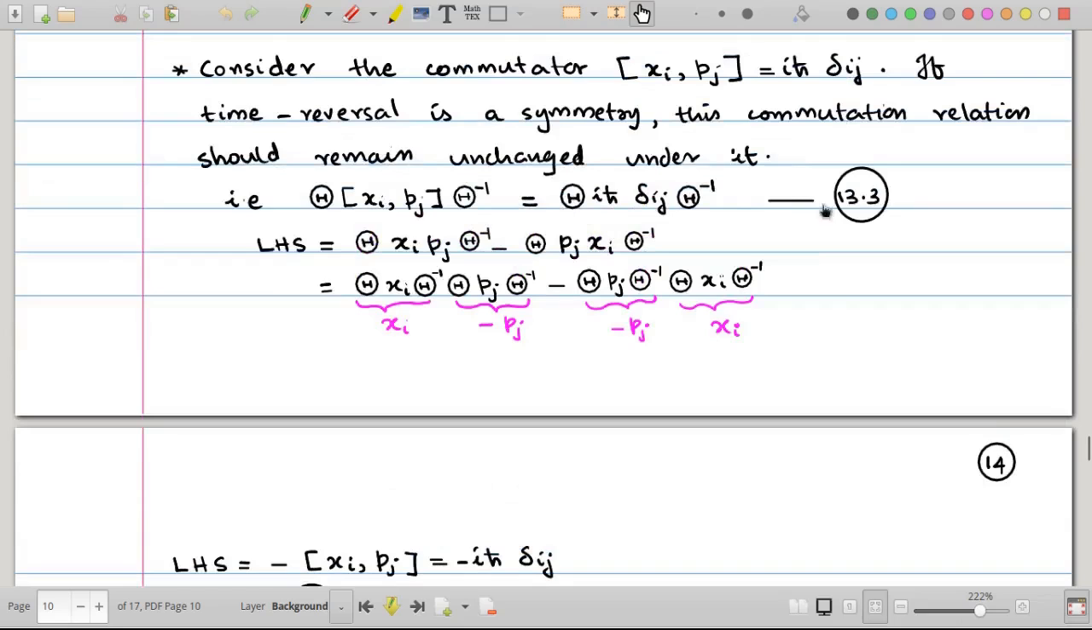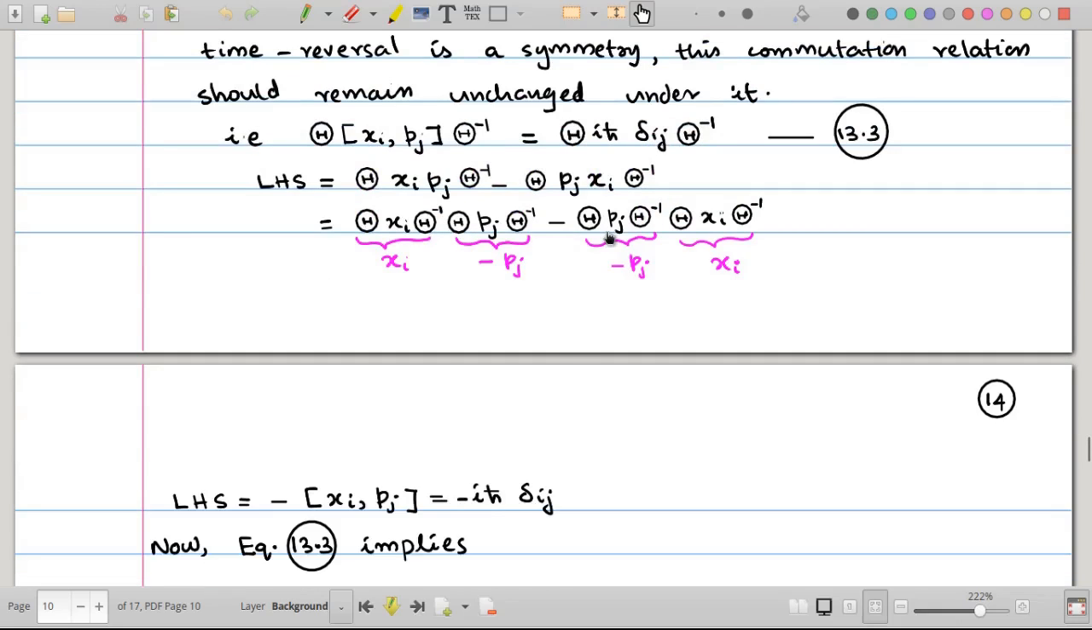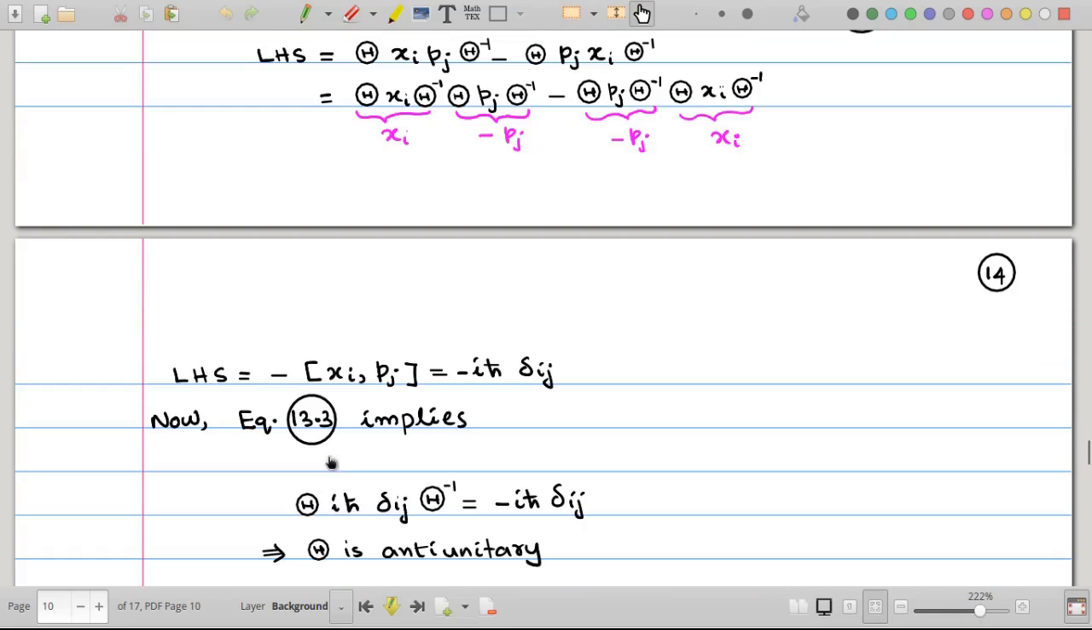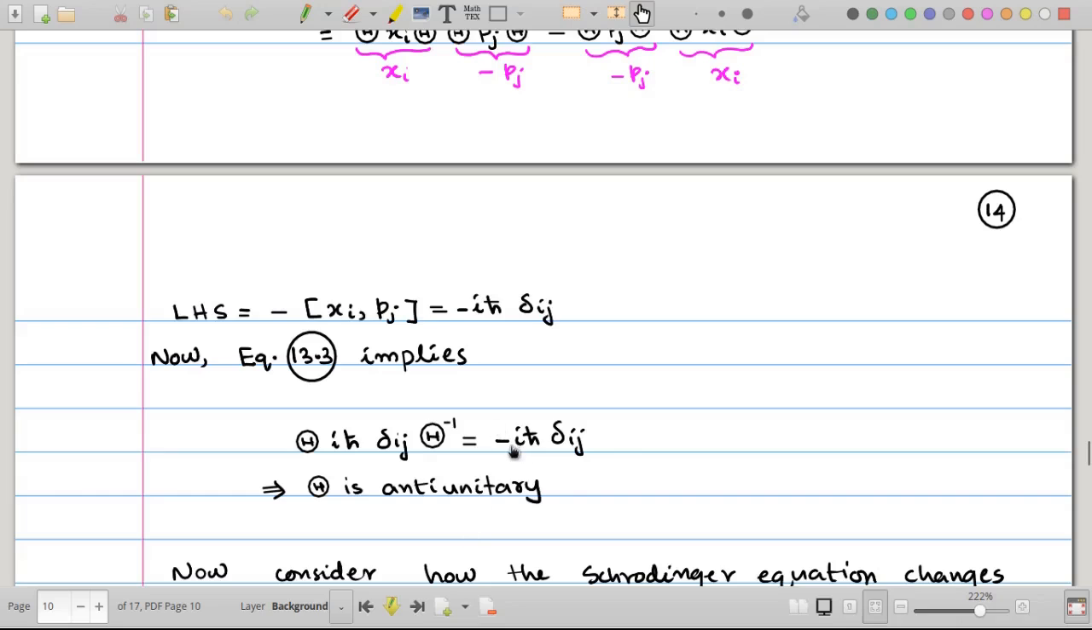But then the right hand side is given by theta i h bar delta ij theta inverse, and that should be equal to the left hand side, which is equal to minus i h bar delta ij. Putting these two together we get theta i h bar delta ij theta inverse is equal to minus i h bar delta ij.